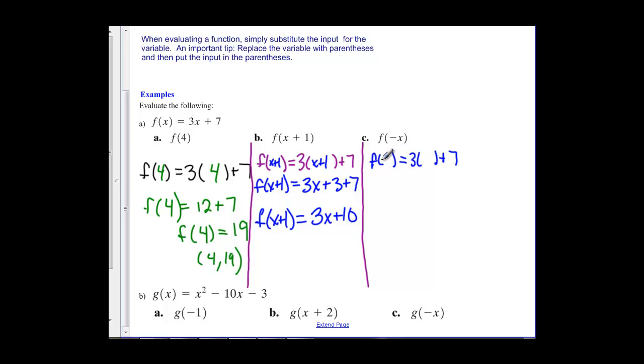So with the negative x, how did you all simplify that on the next line?